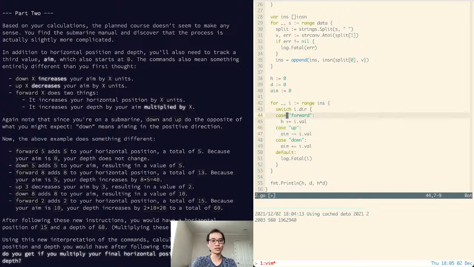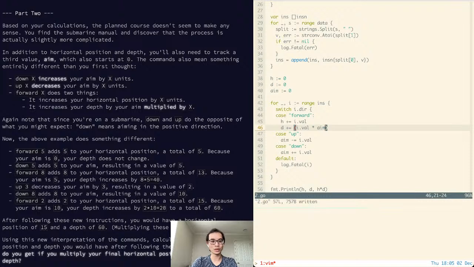Forward does two things. It increases your, okay, no trigonometry. That was what I was afraid of. Forward does two things. It increases your horizontal by x units. It increases your depth by your aim multiplied by x units. So depth plus equals the value times aim.